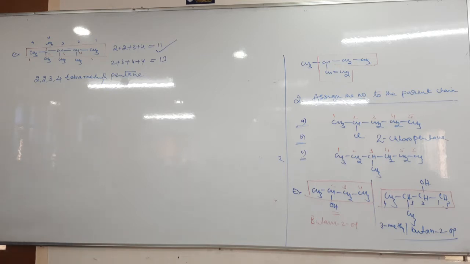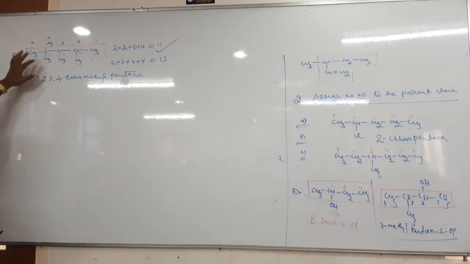If the parent chain contains two or more identical substituents, then use di, tri, tetra, penta, etc. as a numerical prefix before the substituent.